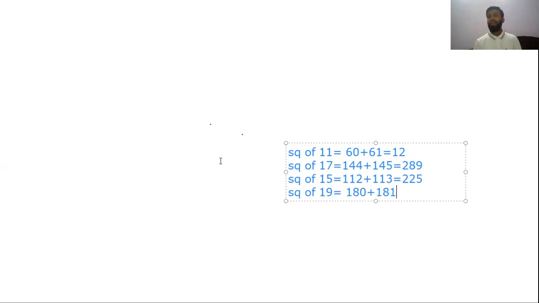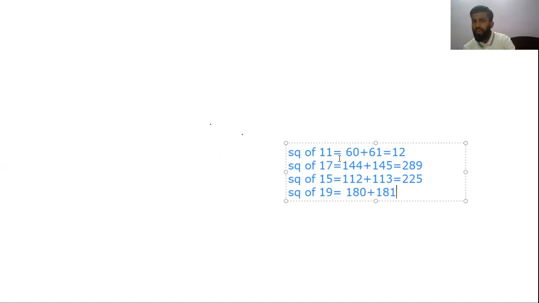The property was saying to write the square of an odd number as the sum of two consecutive natural numbers, right? So if I have a square of 11, 13, 15, 17, 19, 21, only odd numbers. This is not valid for even numbers, because if you do that for even numbers, the answer would be in decimals, and we are talking about natural numbers only. We cannot take decimals or any negative numbers, nothing.